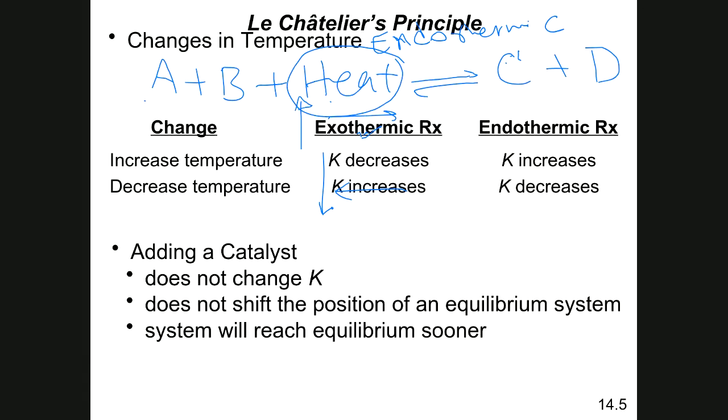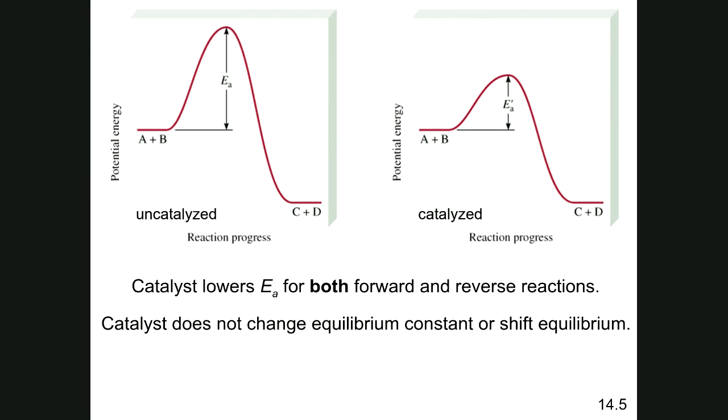Next, if you add a catalyst, how is it going to shift the reaction? The reaction is not going to shift if you add a catalyst. But what's the effect of a catalyst? It's going to make the reaction reach equilibrium faster. So when you add a catalyst, the EA is going to change. This is uncatalyzed and catalyzed. EA for the forward reaction is right here. So this is your EA for the forward reaction. EA for the reverse reaction is this much. Activation energy for the reverse reaction.